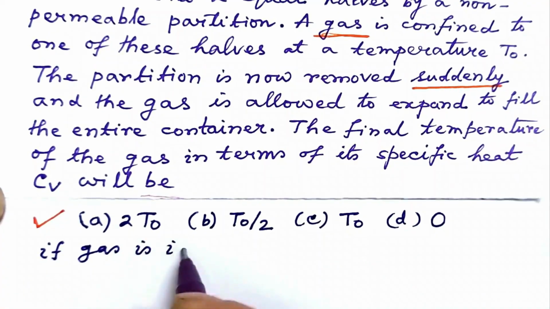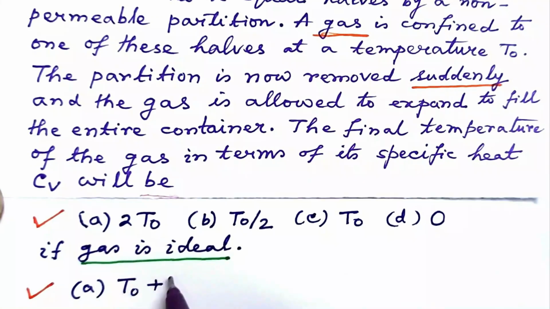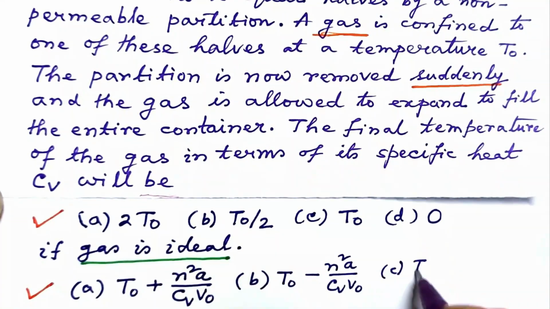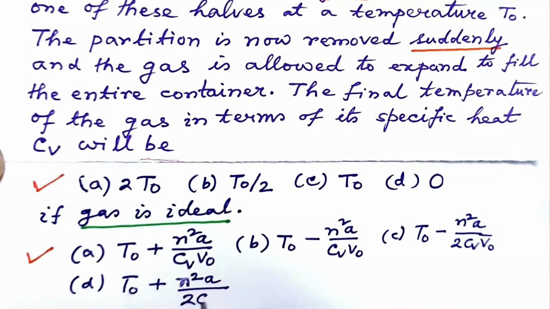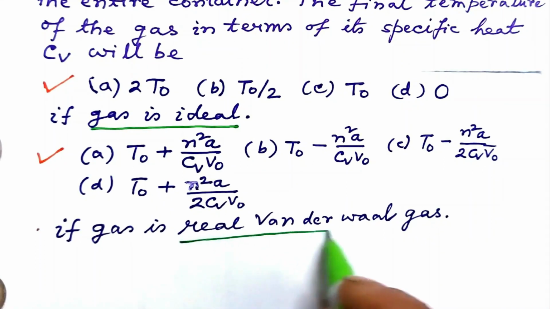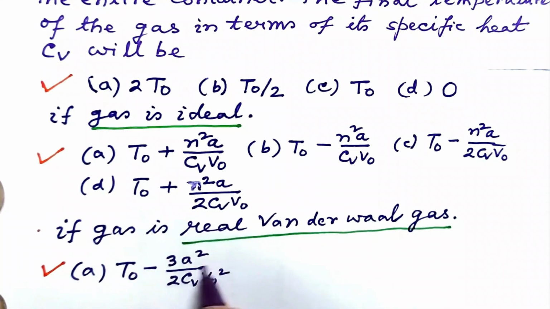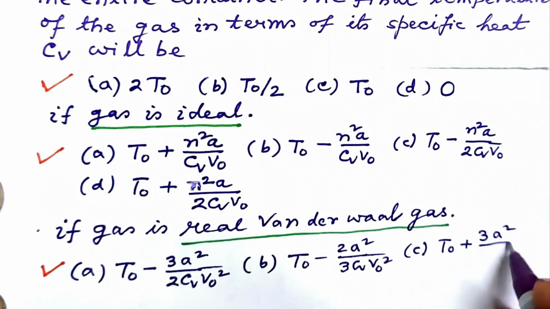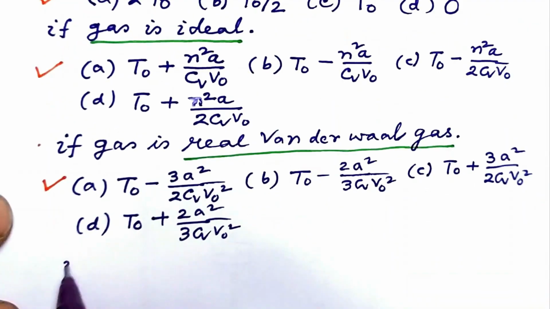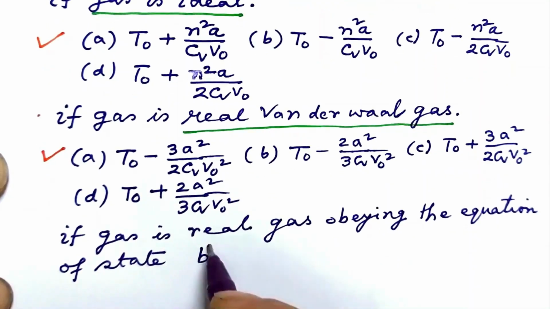if gas is ideal, and the options change to, if the gas is real van der Waals gas, and the options will be, if gas is a real gas obeying the equation of state given by.